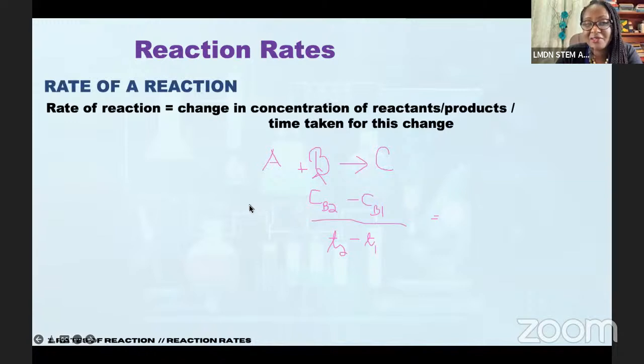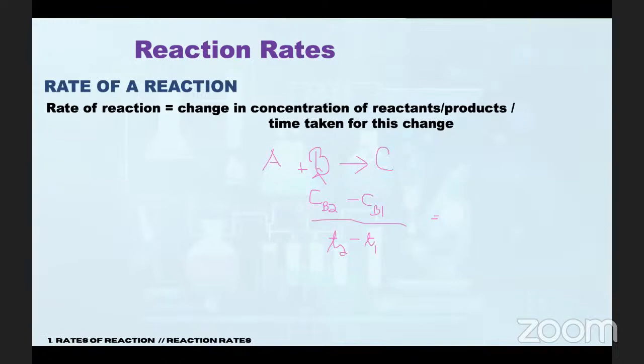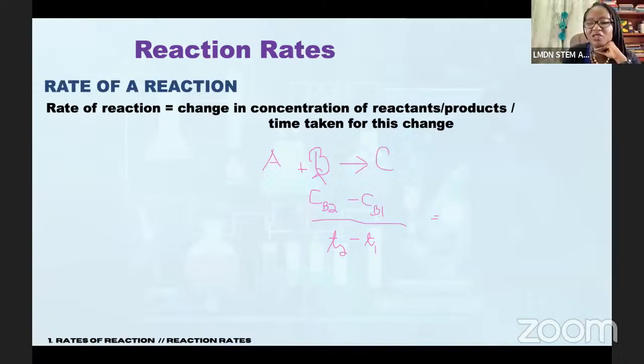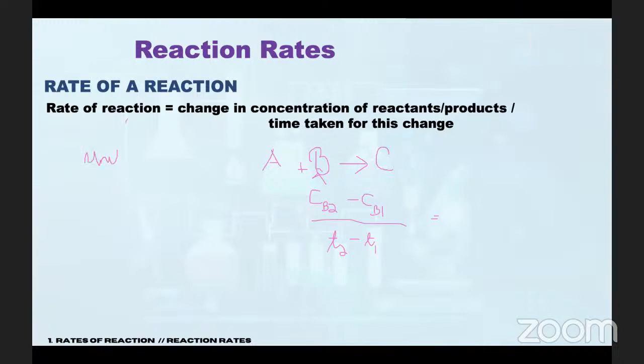What's the unit of the rate? Yeah, what unit would the rate have? At a very general level, right? At a very general level, depending on the order of the reaction, you'll have different units. But at a very general level, what's the unit of rate of a reaction? Miss, you're talking about like the mole, the MC.